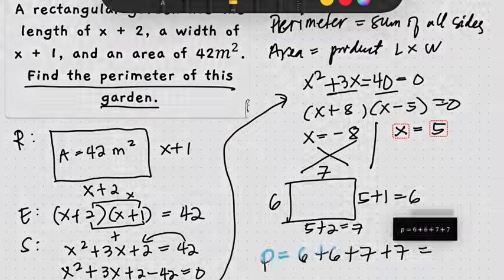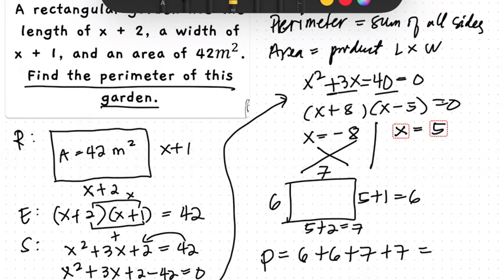So, 12 plus 14 is, bakit nag-auto-solve? Mamaya ito turn off ko yan. But anyway, it's 12 plus 14, 26 meters. Ang final answer po natin ay the perimeter is 26 meters. So, it can be as simple as that.